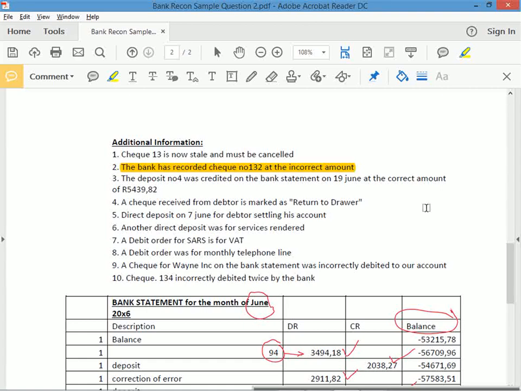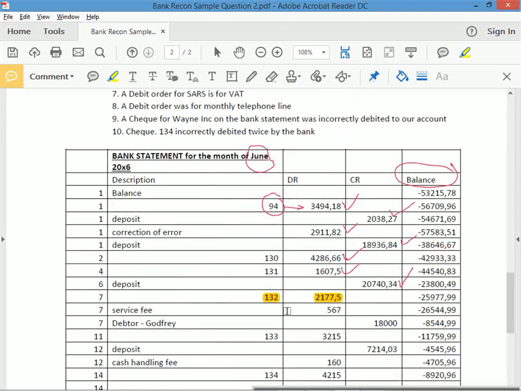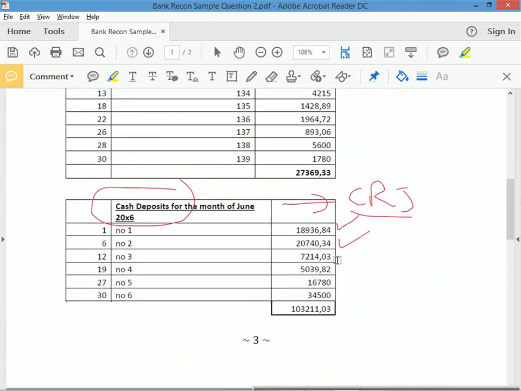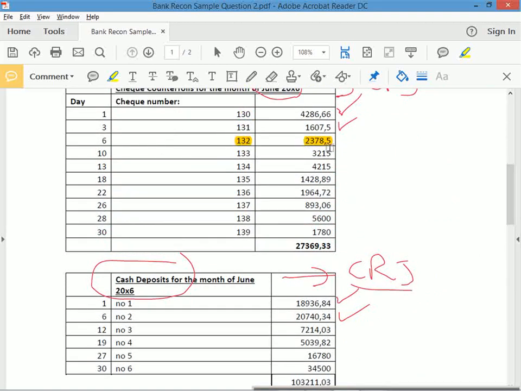So if you're looking at your bank statement, do you agree with this figure? No, you don't. The bank made a mistake. If I look at my books, do I agree with that figure? Yes. So whose books are correct? The business. So am I going to adjust or reconcile? I'm going to reconcile. I'm not going to adjust because my books are correct. Okay, you don't change your books if your books are correct.